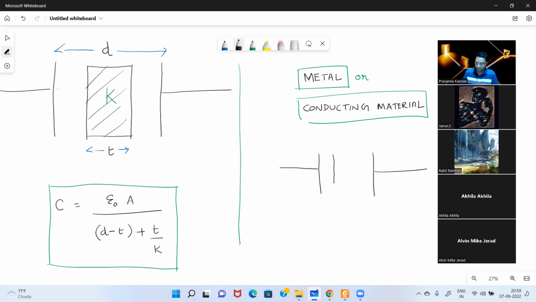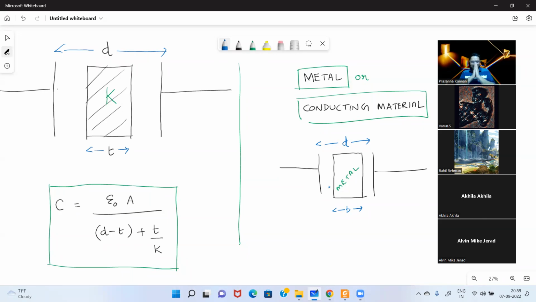Suppose I have a metal here. Let's say the total distance is D and the small distance of the metal is B. Now what happens is very simple.